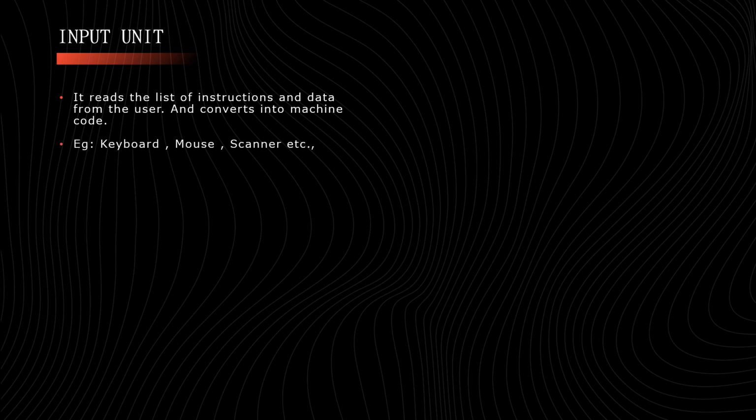Using some devices, we can give the instructions to the computer. Those devices are called input devices. For example, keyboard, mouse, scanner, joystick, touchpad, etc. Then this converted data or the machine code can be sent to the CPU for further processing.